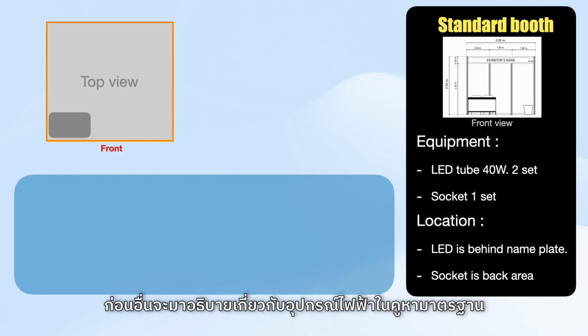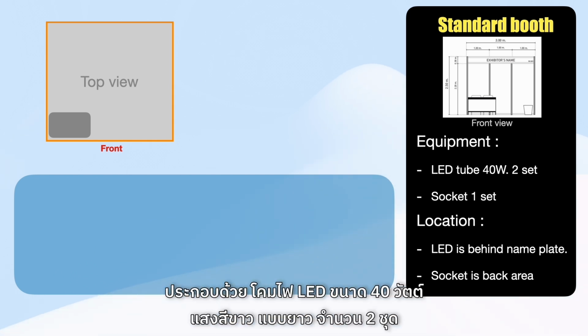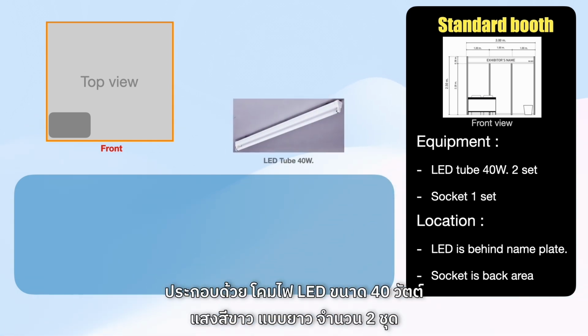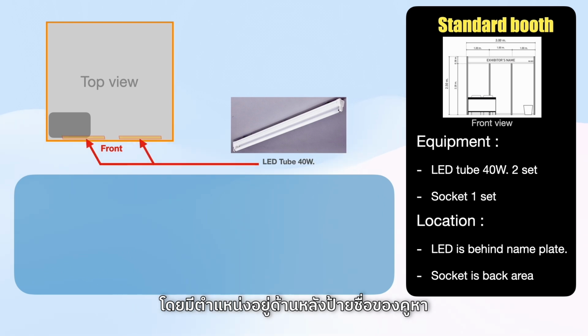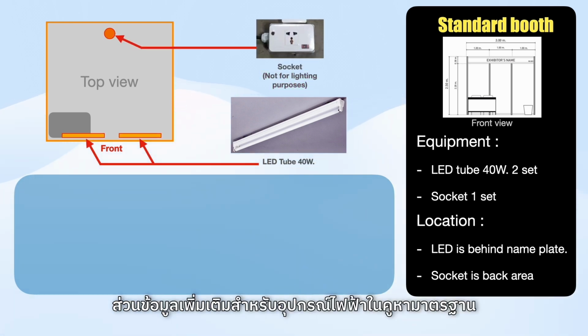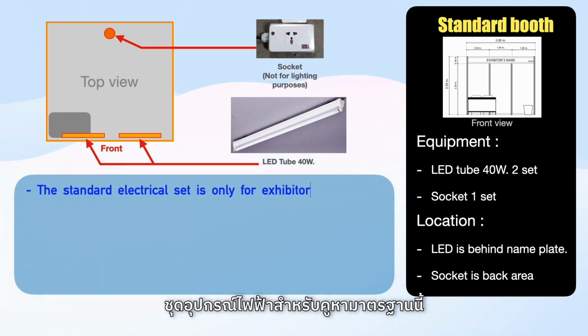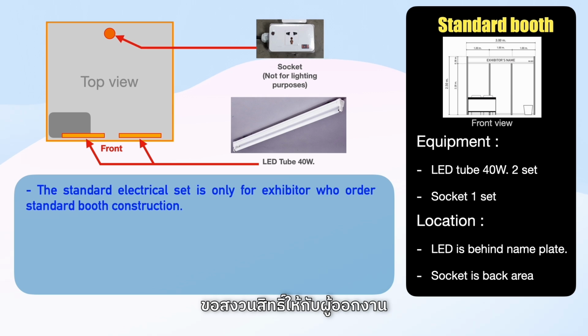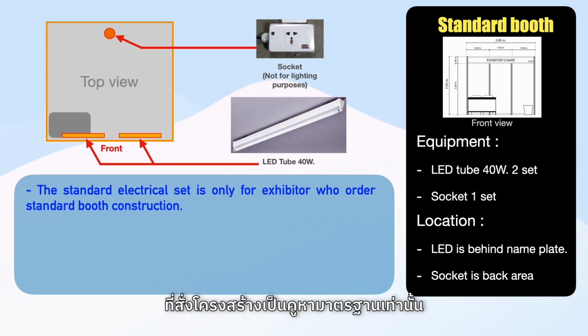First of all, let me explain the standard booth for the event. It will consist of two tube light 40-watt lamps installed at the back of the company nameplate. There will be one power outlet that cannot be used for lighting purposes. Furthermore, I would like to provide additional detail about the standard booth, as the equipment package is set only for those who have ordered the standard structure, and it must be the same type of structure.